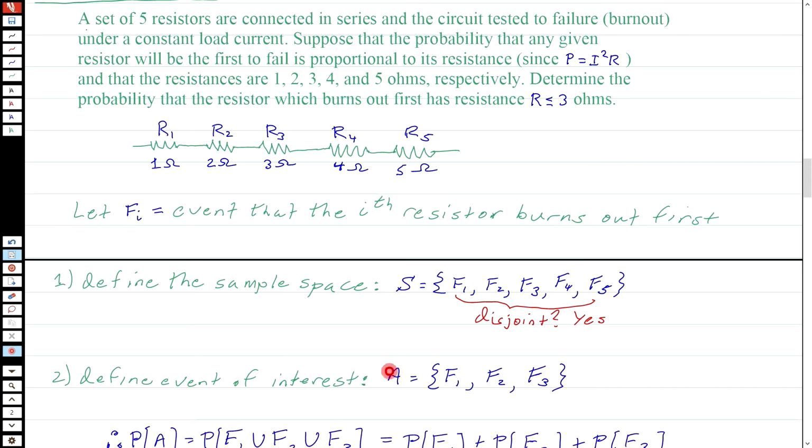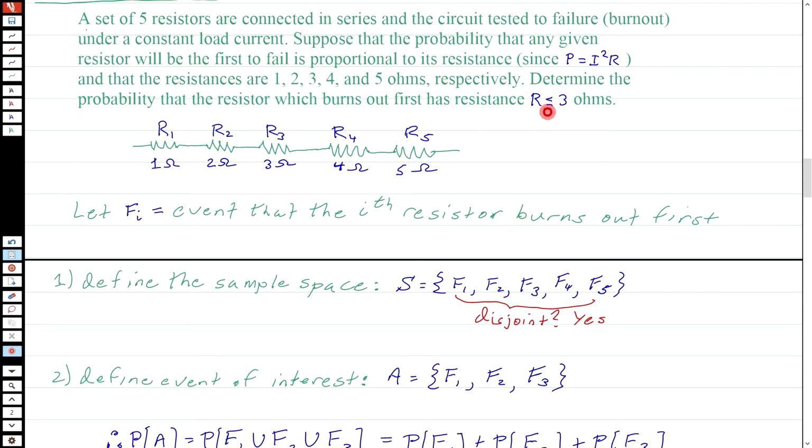We define our event of interest. This is the event that R is less than or equal to 3 ohms. So that corresponds to the first resistor having 1 ohm, or the second resistor having 2 ohms, or the third resistor having 3 ohms being the first to burn out.